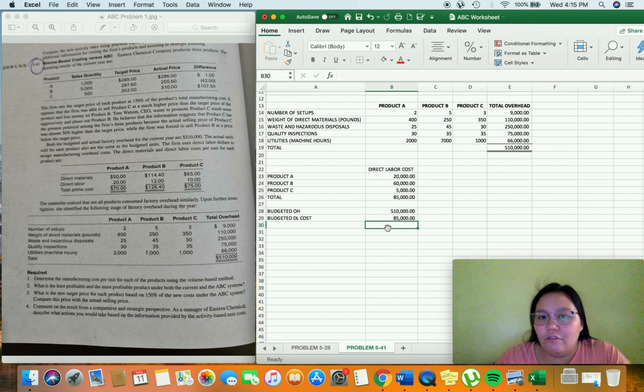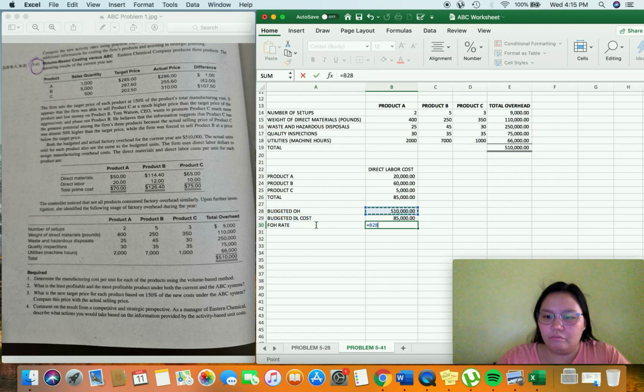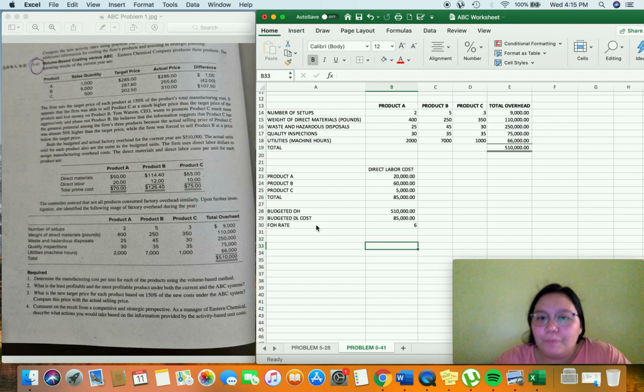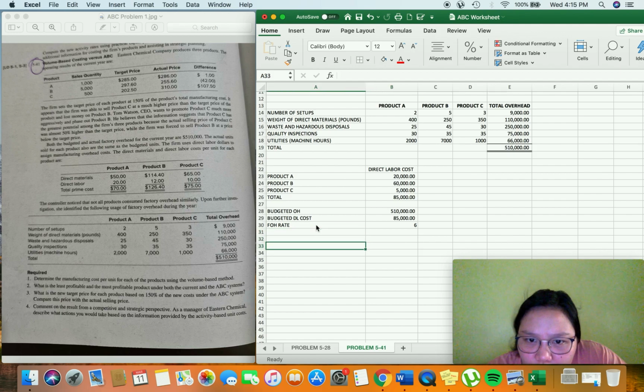This is equal to 85,000. So our predetermined factory overhead rate is equal to 6. Basically, for each peso that we incur for direct labor cost, we incur 6 pesos of overhead cost. Now the next thing we're going to do is compute, diba?